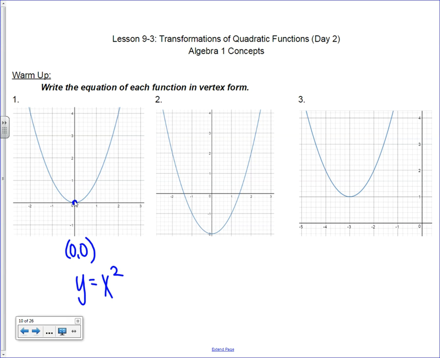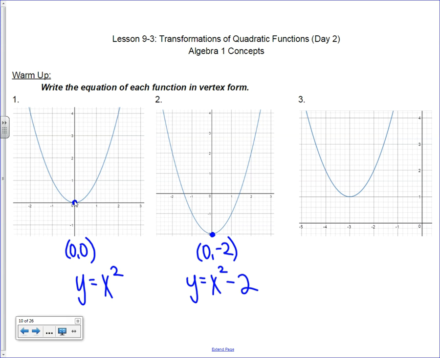Okay. How about this guy? Where's this vertex? Wonderful. So did it get moved? Where? Down 2. So if we move something down 2, does that go inside the parentheses or off to the end? To the end. So it's going to be y equals x squared. And then if I'm moving down 2, it's minus 2. Everybody following along okay? All right.